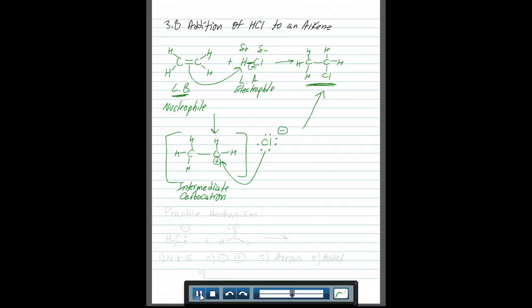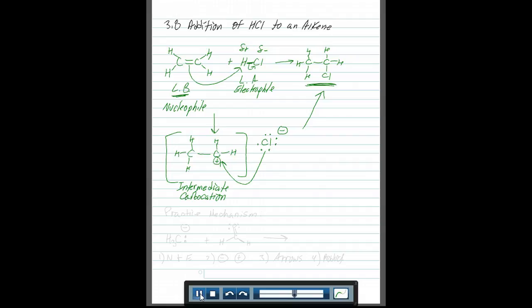This is how you do mechanisms. You have to figure out what the Lewis base is. You have to figure out what the Lewis acid is. You have to figure out what's the most negative thing and what's the most positive thing. The most negative thing forms a bond to the most positive thing. Okay? So this is kind of what happens.